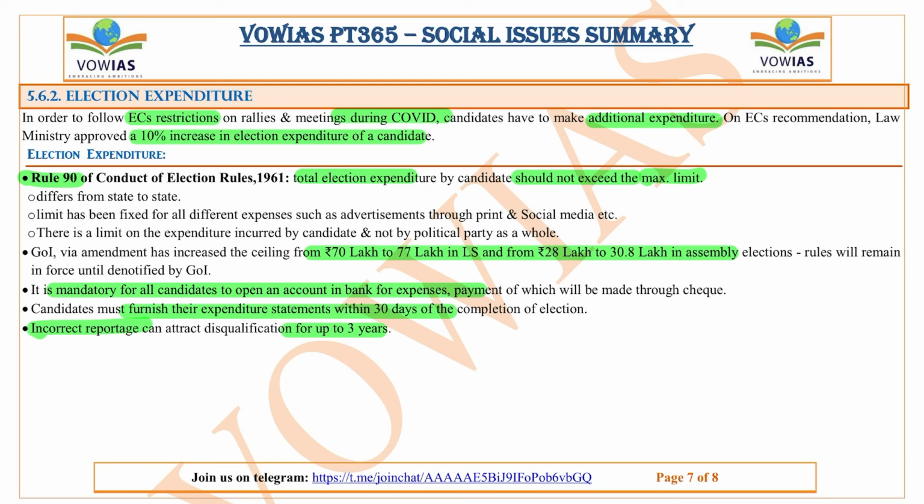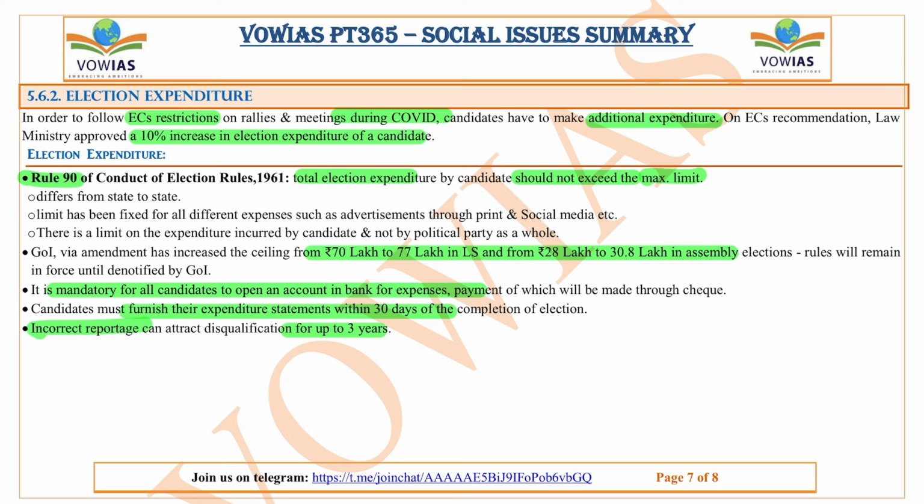Recently the law ministry also has approved this 10% increase in the election expenditure. So that's why this was news. Normally election expenditure is governed by Rule 90 of the Conduct of Election Rules of 1961, and the total election expenditure by the candidate should not exceed the maximum limit, which differs from state to state. The limit has been fixed for different expenses such as advertisement through print and social media, etc.